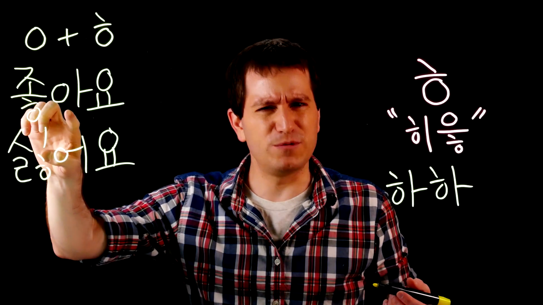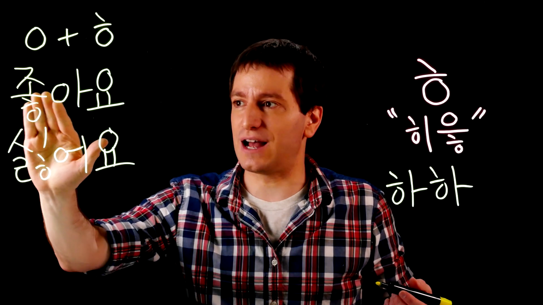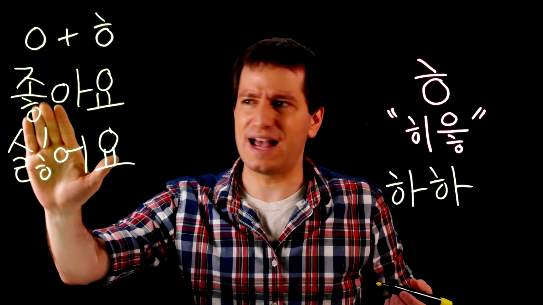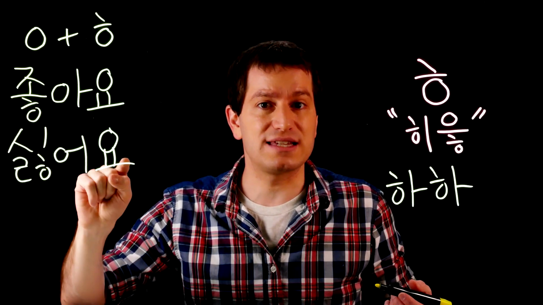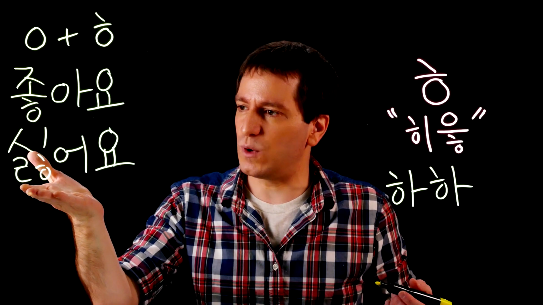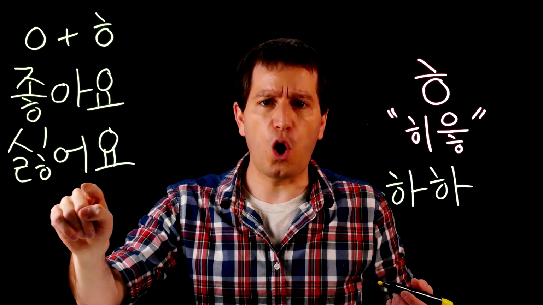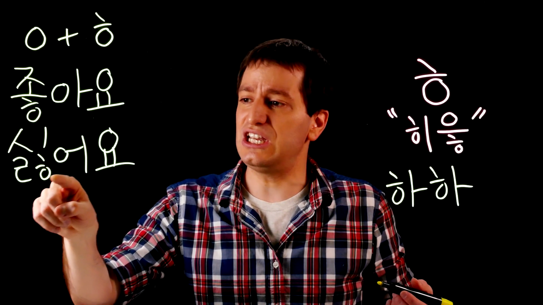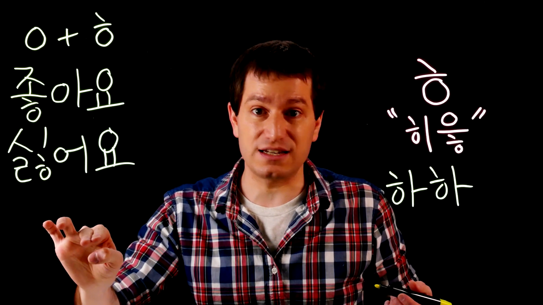So this word, you might think it's "chohayo." This is actually just pronounced as "choayo," as if this hieut didn't exist because it's coming together with this empty consonant. And here as well, "shi-lo-yo," not "shir-hoyo." So it completely disappears, 100% disappears.